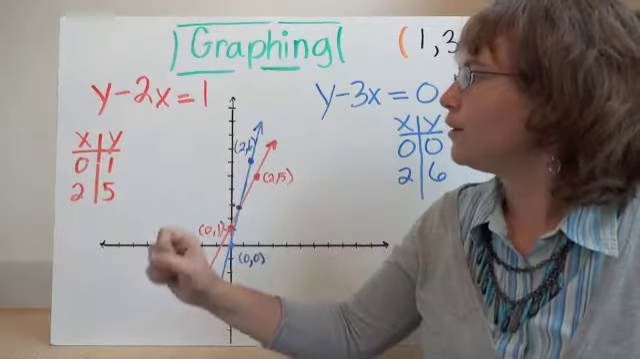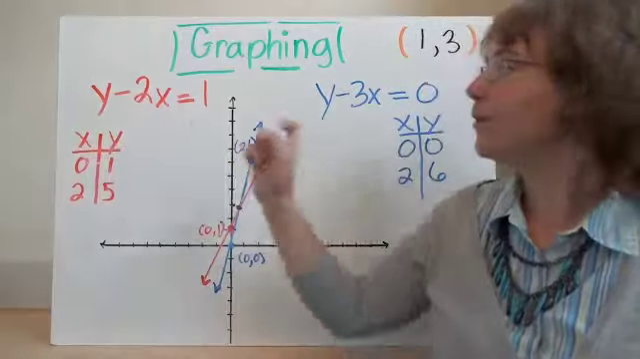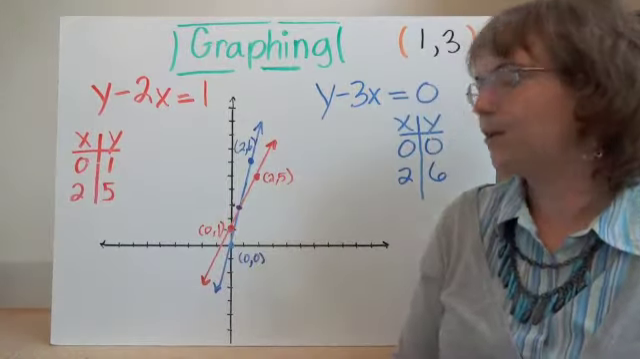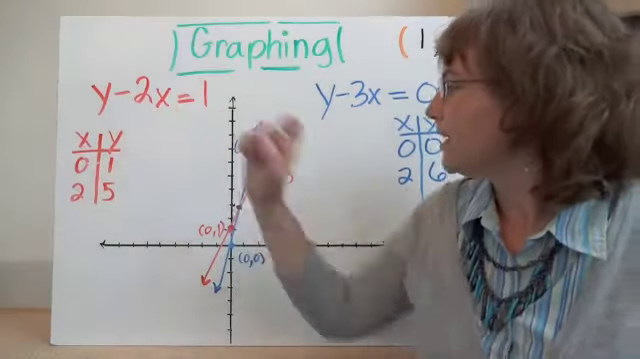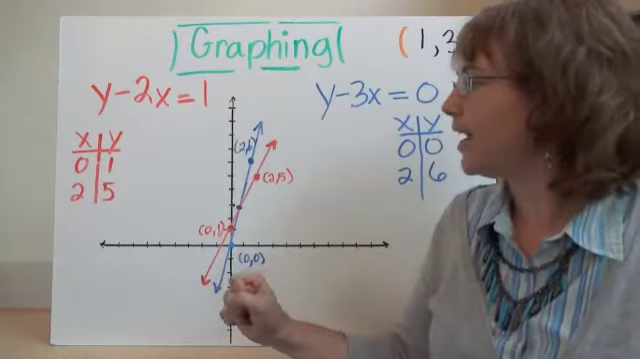So I'm going to choose a value for x. I like to choose 0. So if I choose a 0 for x, I have y minus 0 equals 1. And so y is equal to 1. So my first coordinate point is 0, comma 1 for this equation right here. And I can go ahead and graph that, 0 on the x-axis, up 1 on the y-axis.